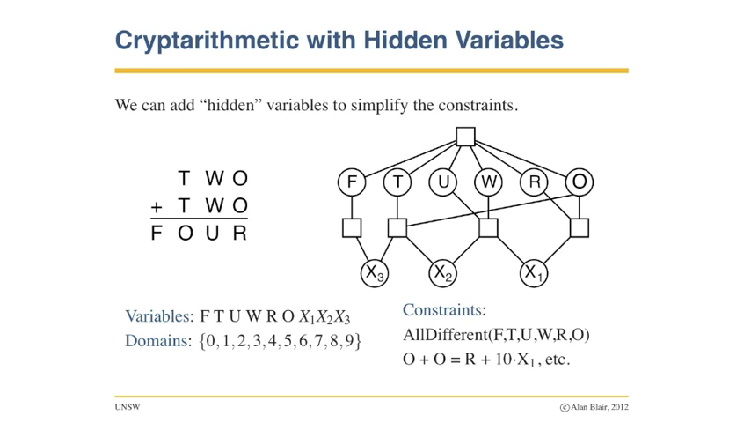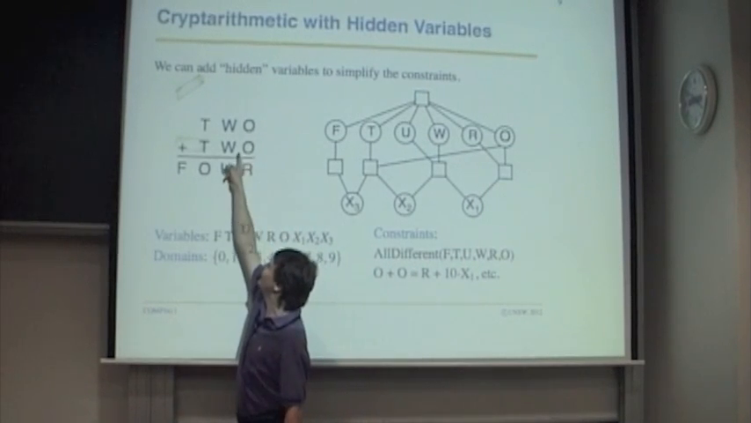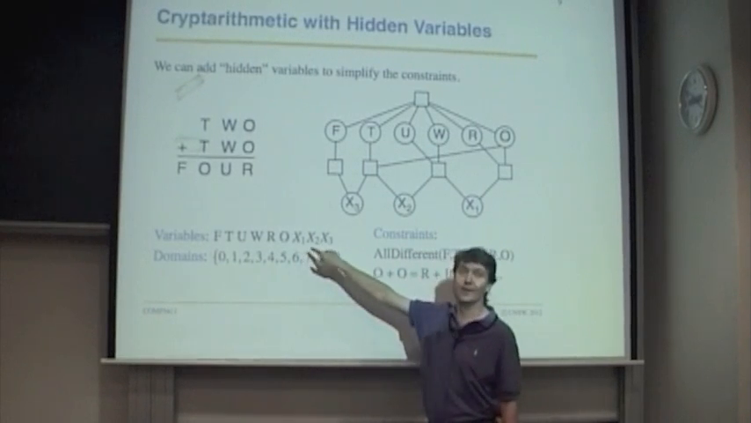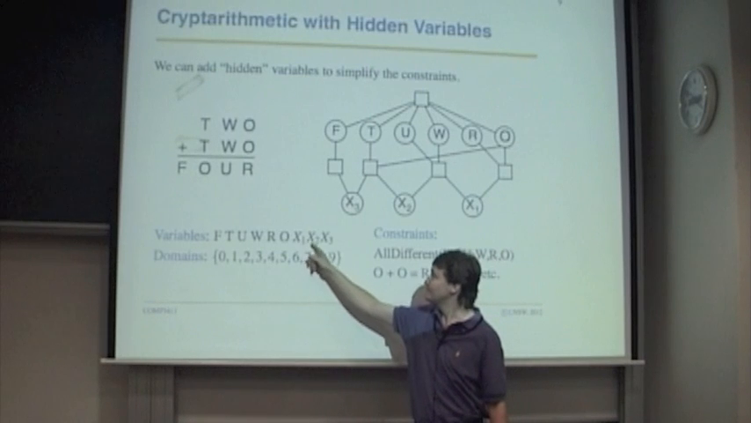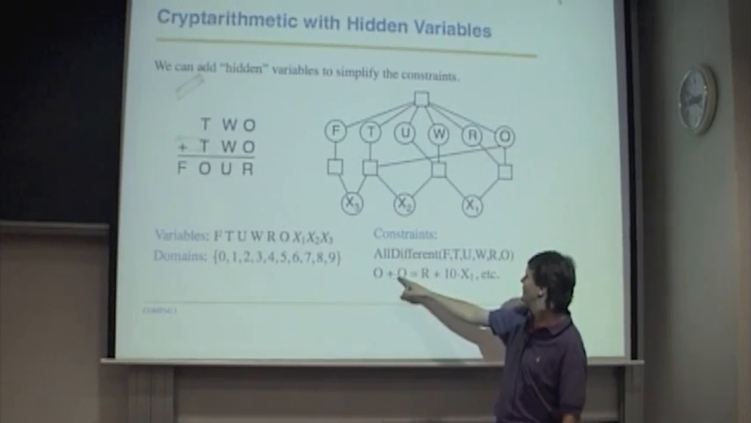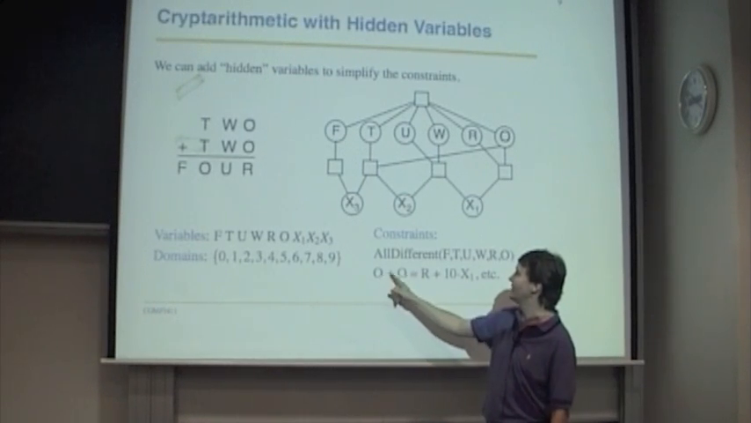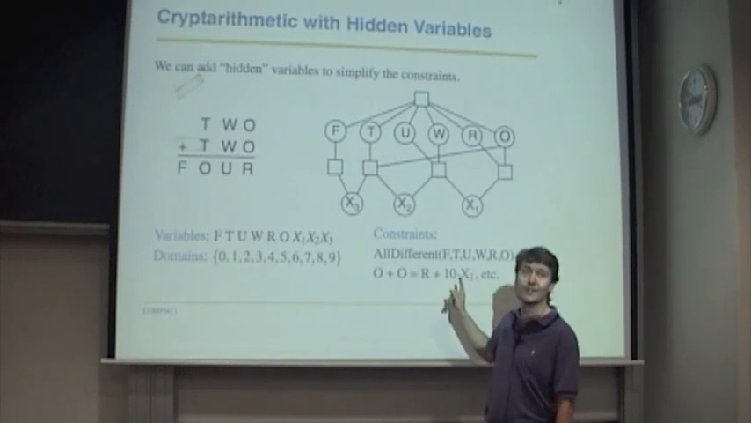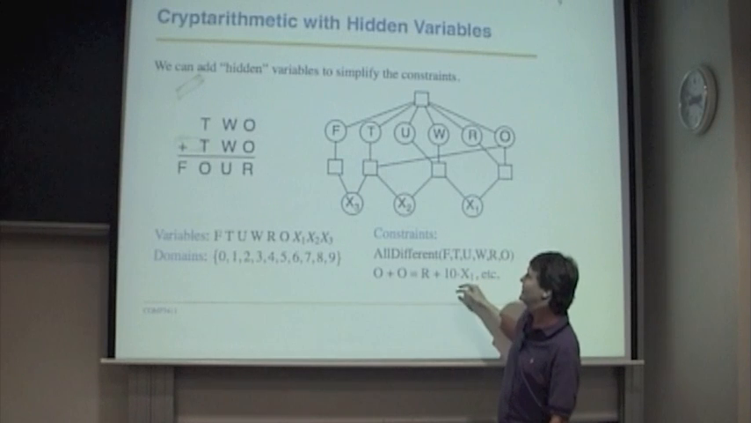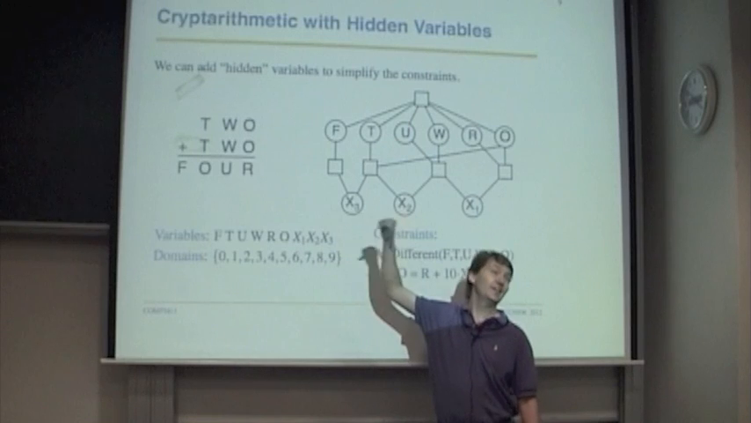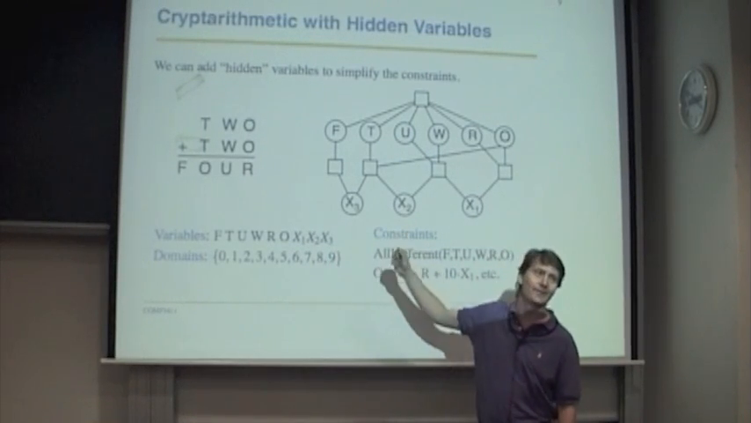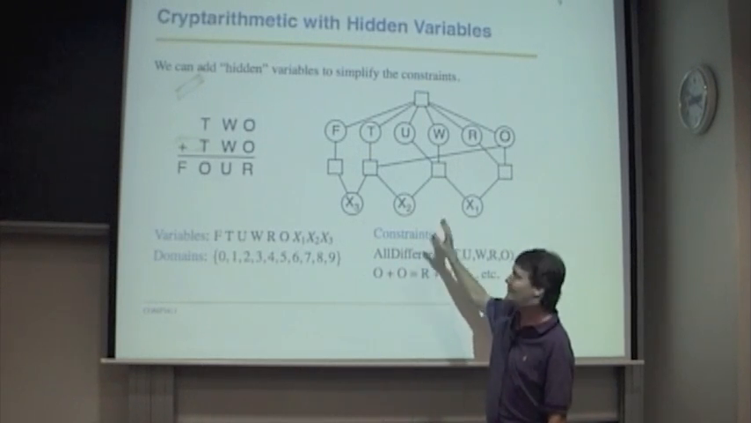Now we talked about the carryovers. Sometimes you can introduce hidden variables into the problem apart from the ones you were originally given. In this case, there's a carry potentially from here to here, here to here, and here to here. So we've actually added those as extra variables. x1 is the carry, so O plus O is going to be equal to R plus 10 times x1. And then we would have W1 plus W1 plus x1 is equal to U plus 10 times x2, etc.